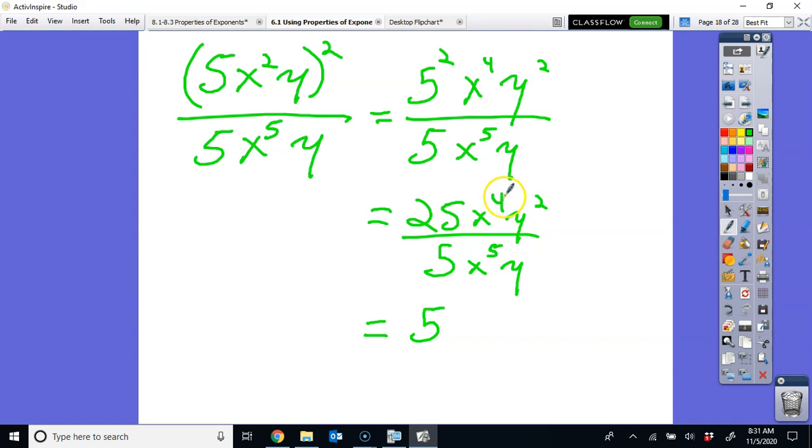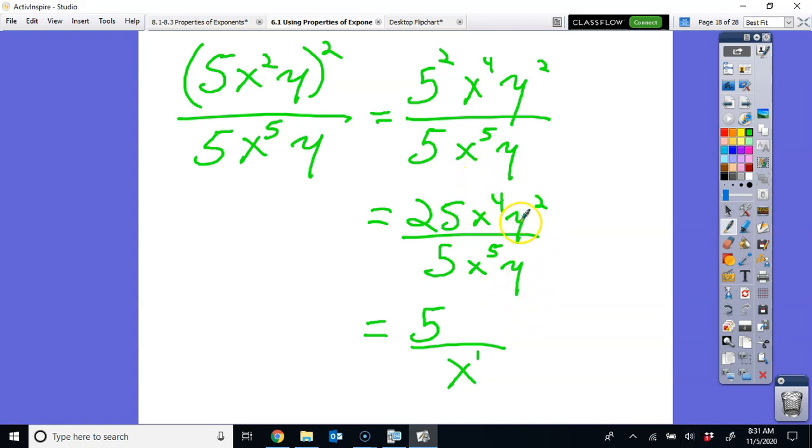Now I have x to the 4th on the top and x to the 5th on the bottom. That's dividing like bases, so I subtract the exponents. But remember, I told you a little shortcut. If the bigger one's on the bottom, you can do 5 minus 4 and leave x to the 1st on the bottom. Now, you don't actually have to write the little first power if you don't want to.